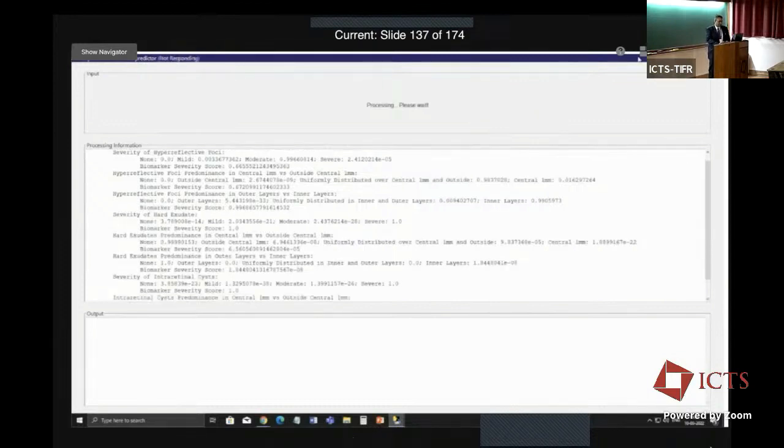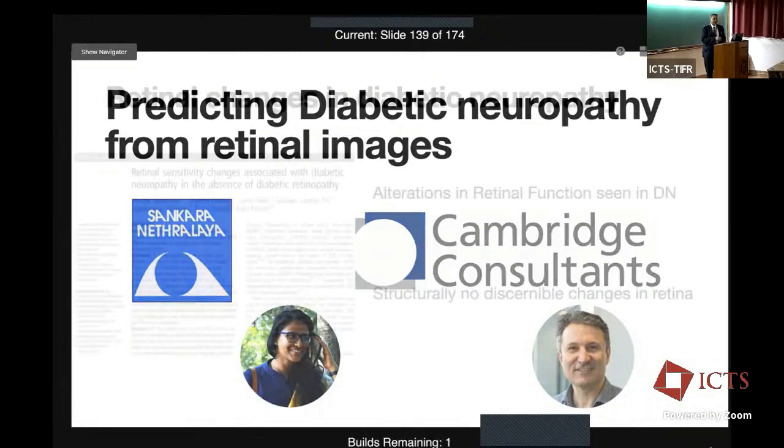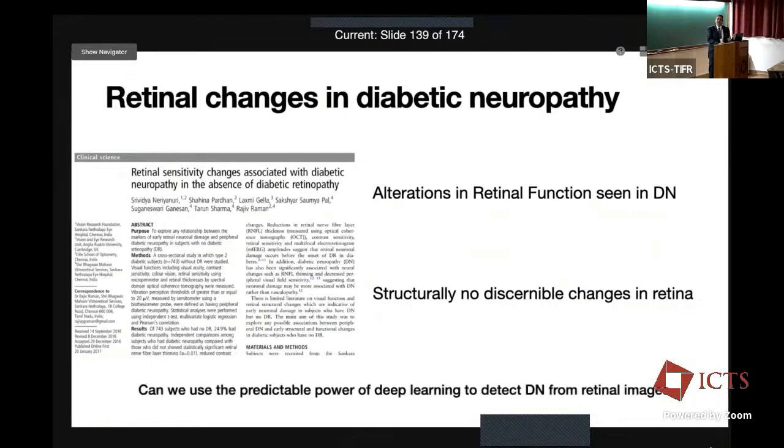So another work: can we predict other microangiopathies from the retinal image? This was work we did with Cambridge Consultants. We had published before that there are no discernible structural changes in the retina, but there are functional changes which definitely happen in diabetic neuropathy patients, in terms of changes in retinal sensitivity. So we thought, can we use the same data set and try to detect neuropathy?